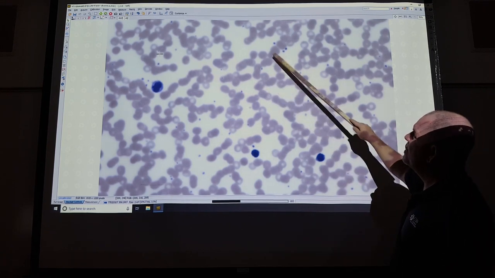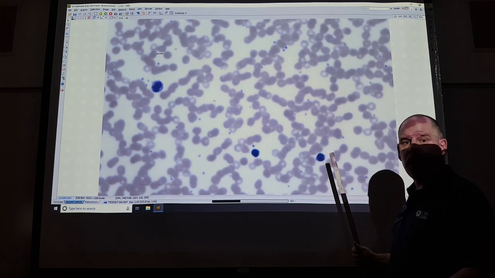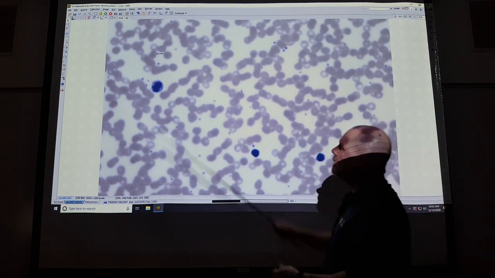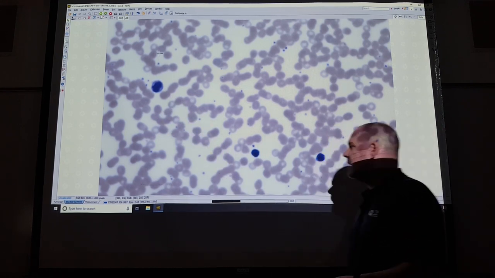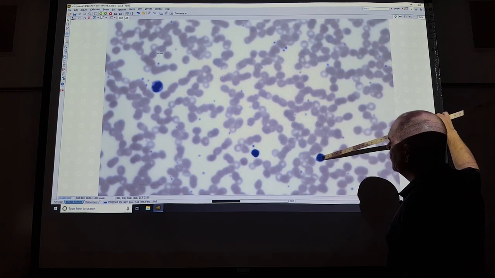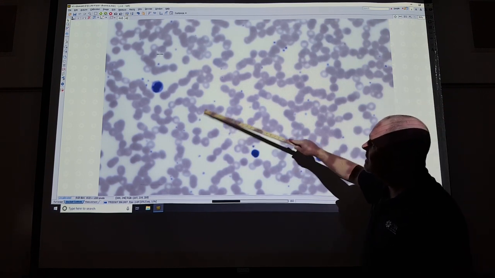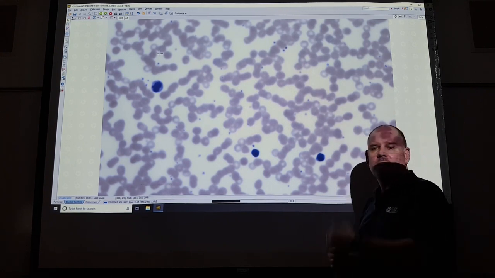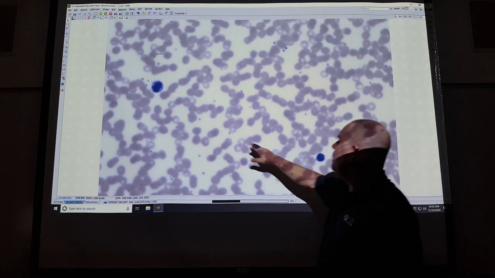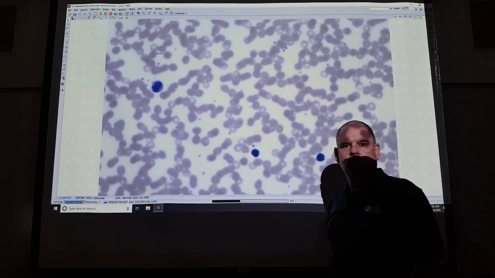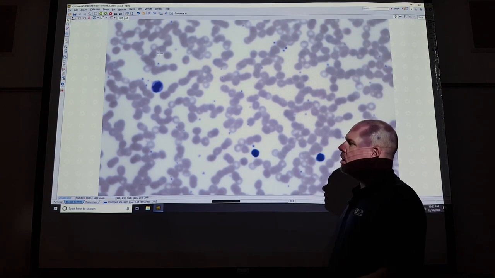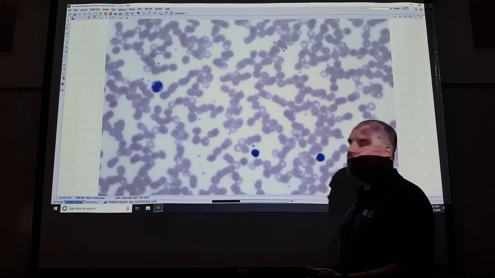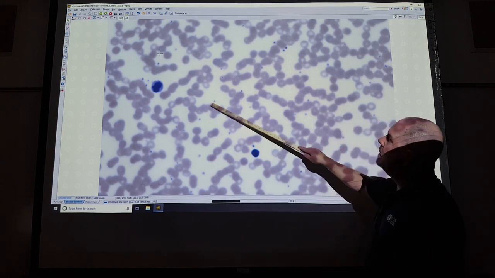So erythrocytes, the red blood cells, because of their hemoglobin content, just appear red. White blood cells appear blue or purple or violet when they've been stained. Leukocytes. And then last but not least, I see these little things that look like fragments in this blood smear. I just selected a spot that has quite a few of them. These are platelets. Sometimes called thrombocytes, but I don't like that name because they're not actually cells, they're cell fragments that assist us in clotting.